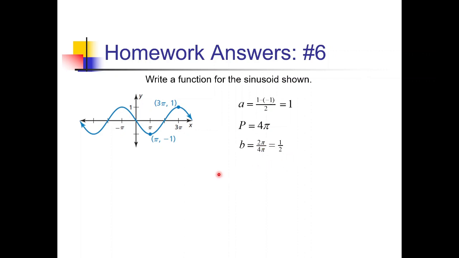For the k value, we're just going to average the max and the min together. So 1 plus negative 1 over 2, which is just going to be 0. And the x-axis does appear to be the midline, so that's accurate.